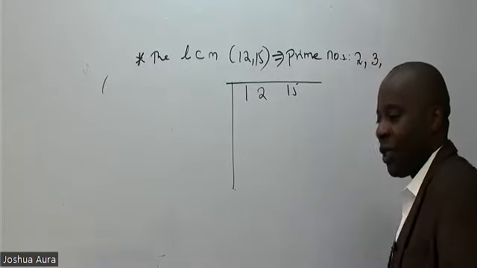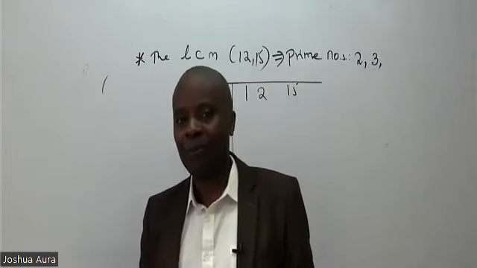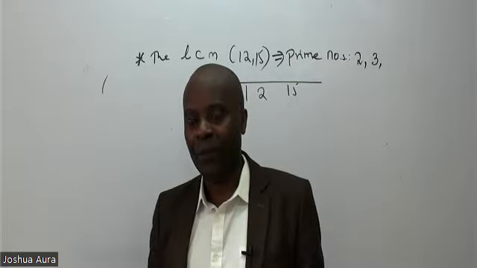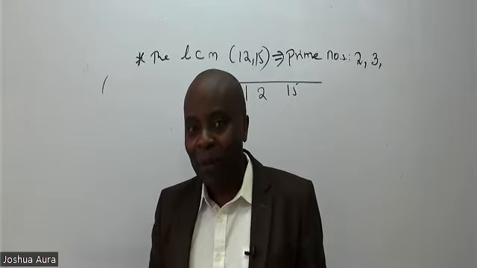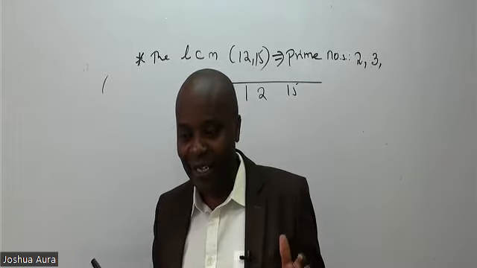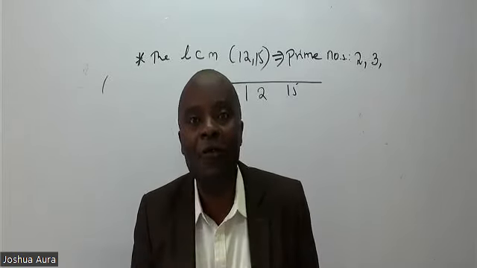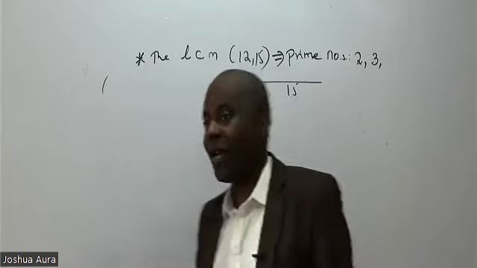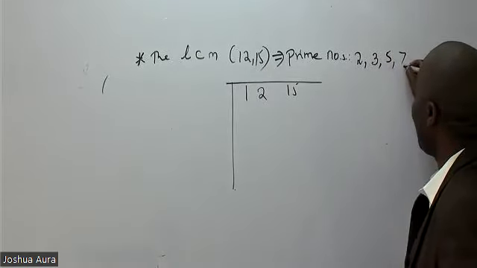After 3, the next prime number will be which one here? I hope nobody will think it's a series and tell us 4. No, after 3, the next prime number will be 5. So we have 2, 3, then we have 5 there. Of course, 7 is a prime number.